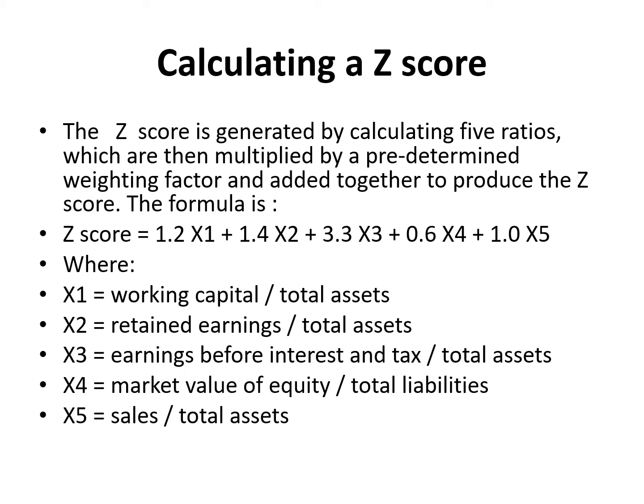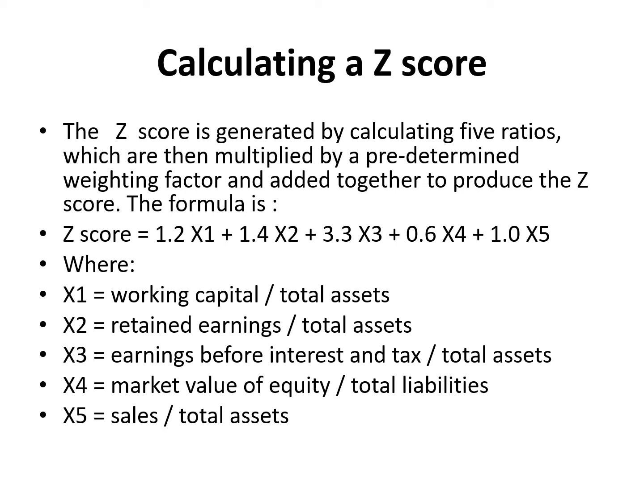This equation should be memorized. It will not be given in the final. So you should memorize it in order to write it down in your final paper and then substitute with the numbers of the example. So the Z score equals 1.2x1 plus 1.4x2 plus 3.3x3 plus 0.6x4 plus x5. What do we mean by x1, x2, x3, x4, and x5? What do these abbreviations stand for?